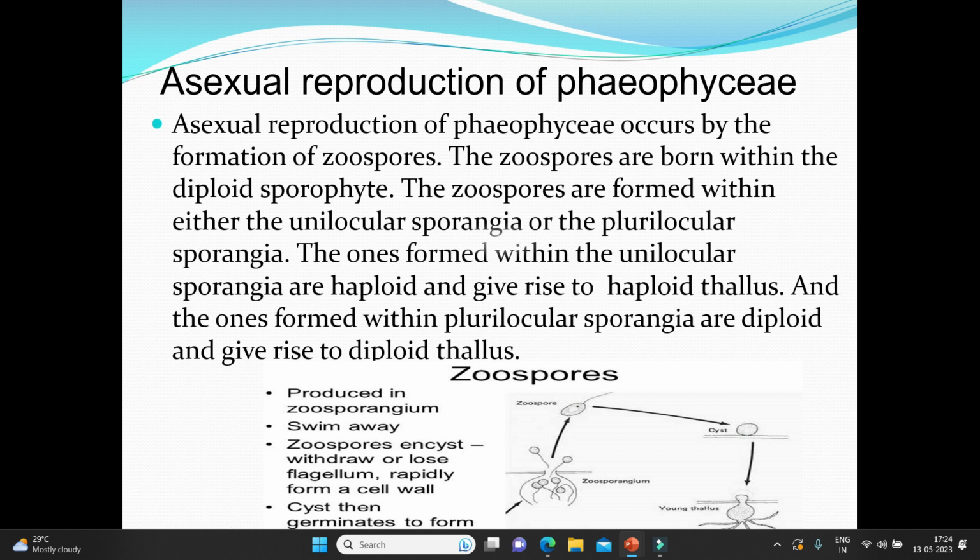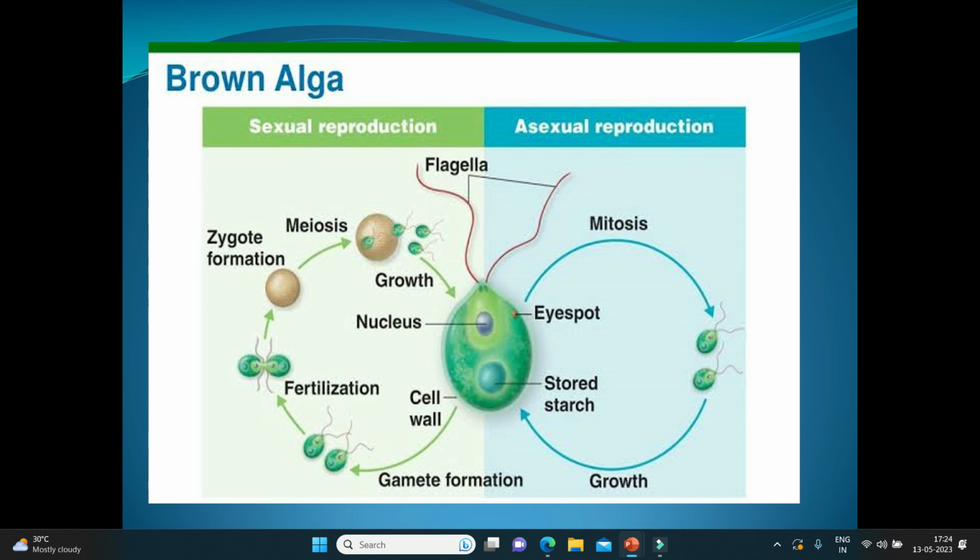Here we can see the picture of asexual reproduction of Phaeophyceae. It occurs by the formation of zoospores. The zoospores, we can see, are born within the diploid sporophytes, and are formed within either unilocular sporangia or plurilocular sporangia. The ones formed within the unilocular sporangia are haploid and give rise to haploid thallus, and the ones formed within the plurilocular sporangia are diploid and give rise to diploid thallus. The next is a picture of sexual reproduction and asexual reproduction of brown algae, we can see.